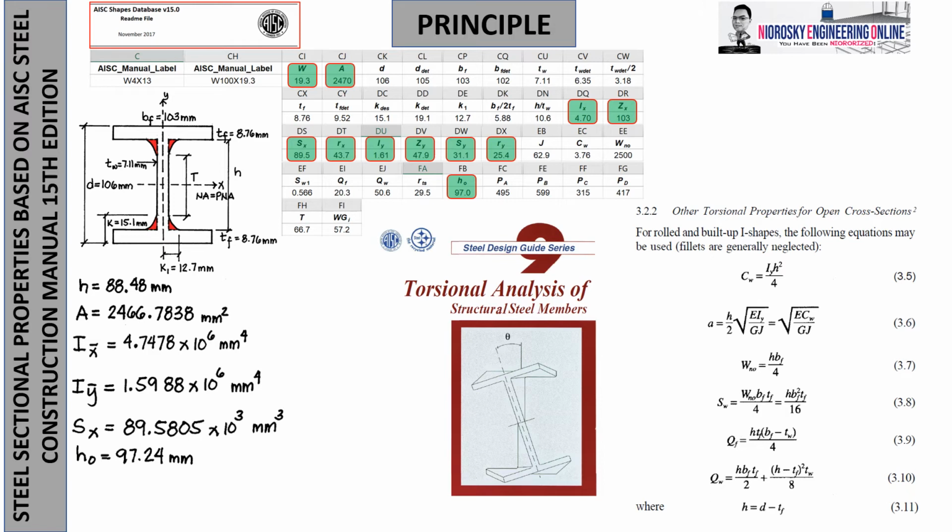Okay? Where H is equal to D minus TF. Note, this computation H is equal to D minus TF is our H sub naught. So, just replace H with H sub naught, because the guide did not yet use the H sub naught nomenclature. That's how it is, sometimes the nomenclature differs, but the sense is, H serves as H sub naught. So, therefore, this is H sub O squared over 4. This is H sub O BF over 4. This is H sub O BF squared TF over 16. And H sub O TF, and so on. Just replace H with H sub O.